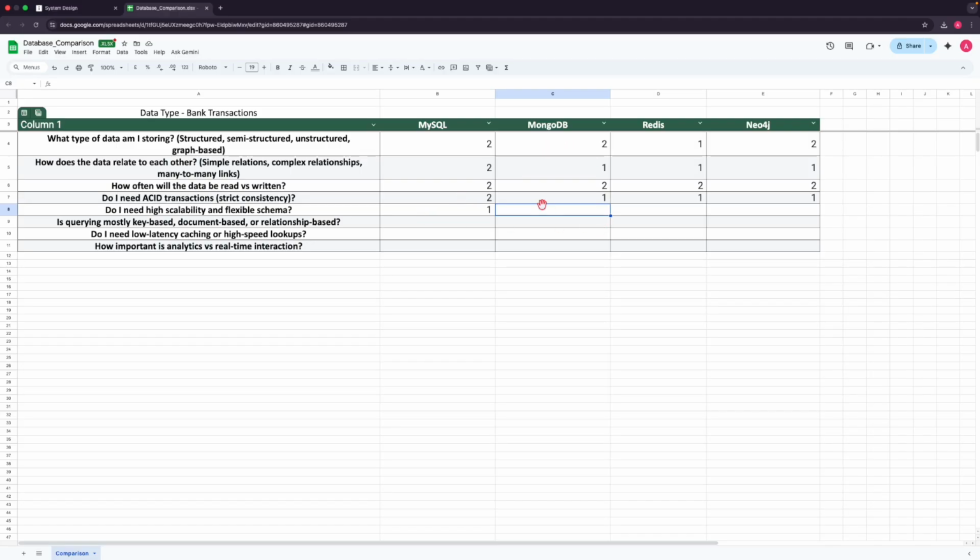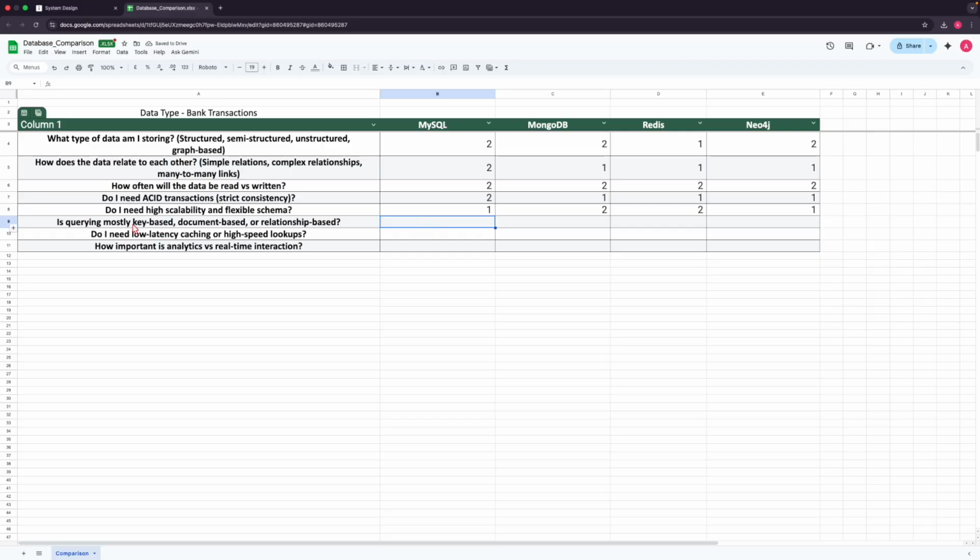What about MongoDB? MongoDB gives us both things very efficiently, so that's the reason we can give it a score of 2. What about Redis? Redis also gives us both. We can have a flexible schema and high scalability, definitely, so that's the reason we can give it a 2. Neo4j, like MySQL, we can give it a 1.